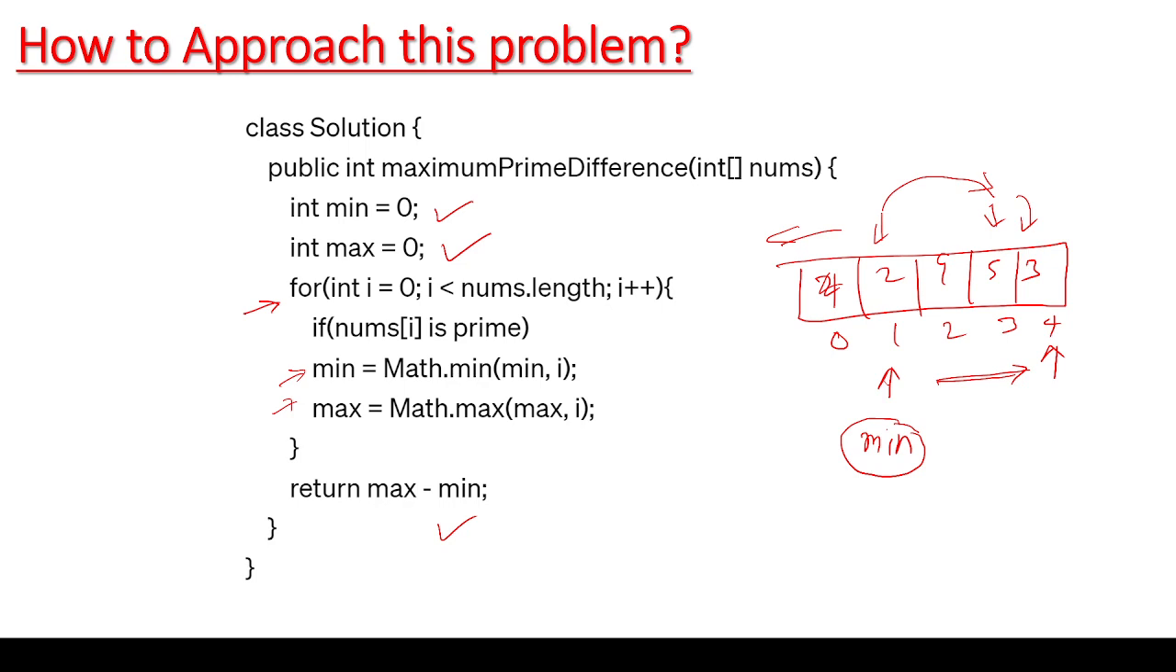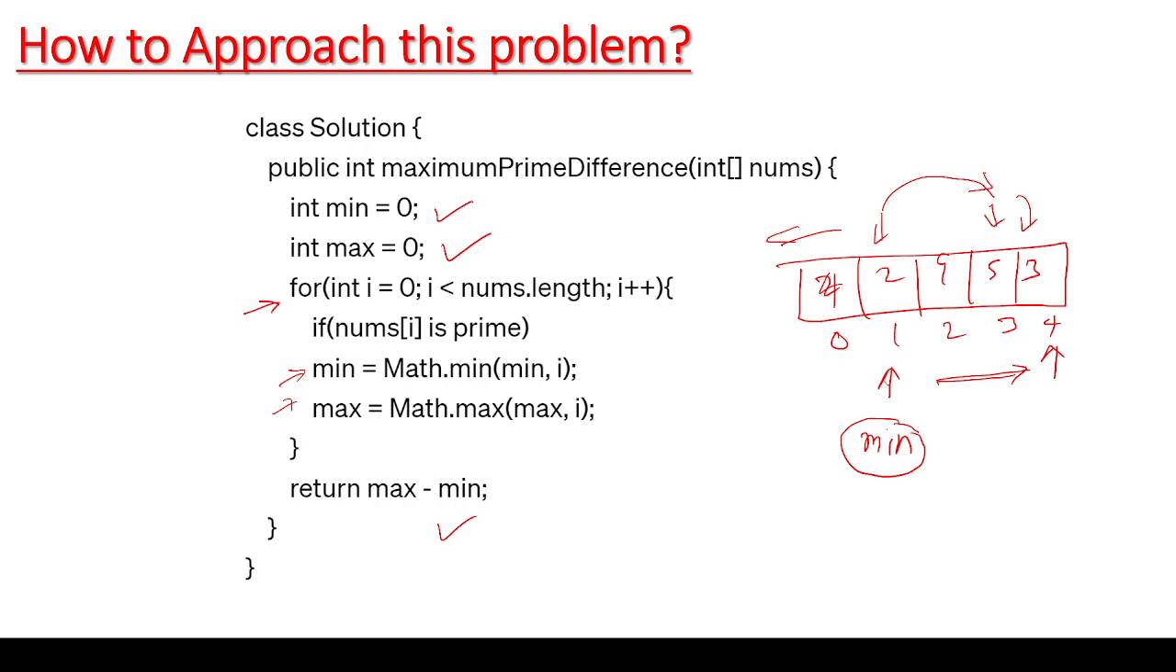Or let's continue. To approach this problem of finding the maximum prime difference in the array, you can follow some steps. Let's first understand the problem. First read and understand the problem statement thoroughly, and then identify the inputs. In this problem we are given an array of integers, and we are given some expected output.